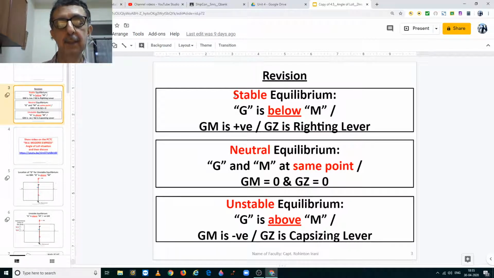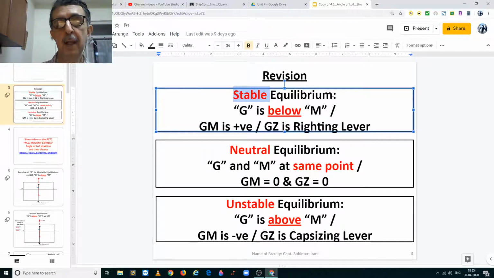In stable equilibrium, the center of gravity is below the metacenter, that is, the GM is considered to be positive, and the GZ is the righting lever. In neutral equilibrium, G and M, the center of gravity and the metacenter, are at the same point. That is to say, the metacentric height and the righting lever are nil, that is zero.